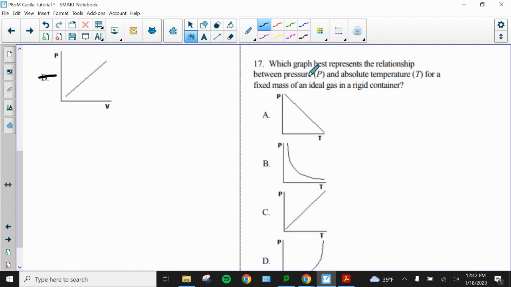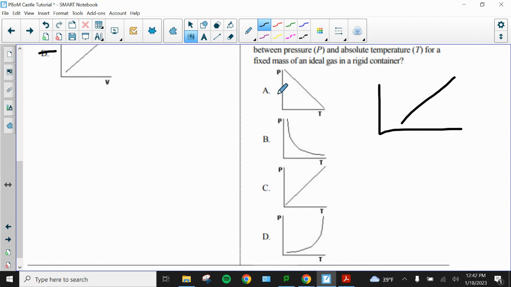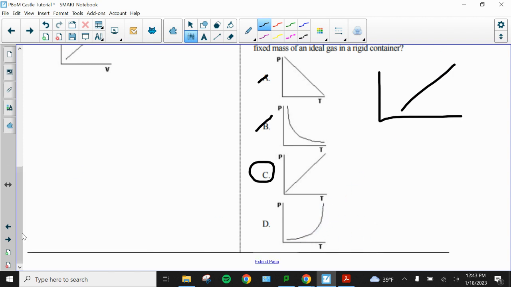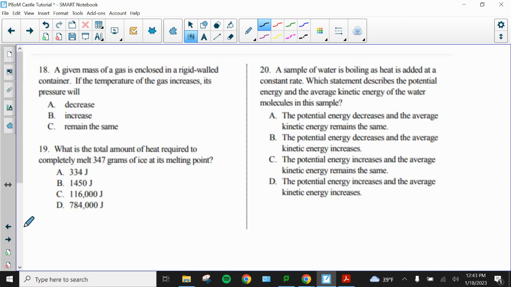Which graph best represents the relationship between pressure and temperature? As temperature goes up, pressure will go up. So now I have this is wrong and this is wrong. Now this one's tricky, right? Because I have a curve, and you can pick the one that's more direct. When I'm stuck picking a curvy one, pick the curvy one. But I can pick the direct one. In this case, I'm going to pick the direct one.